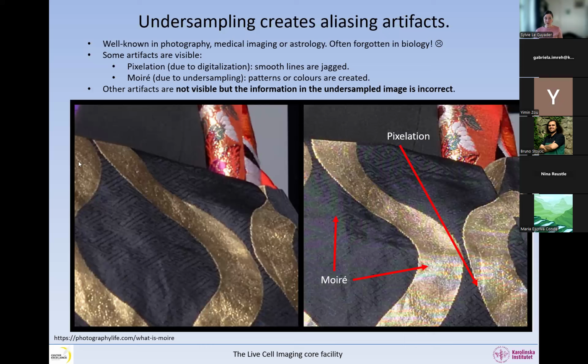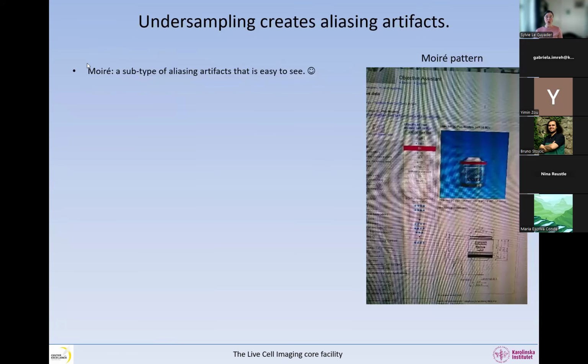Other artifacts are not visible, but the information in the undersampled image is incorrect. This is only the stuff that you can see, but there are a lot more things, and you cannot see them. Moire artifacts are just a subtype of aliasing artifacts, and they are easy to see. This is the reason why we always talk about moire all the time, just because we can see them. So I will try to show you what happens when we do not see moire.